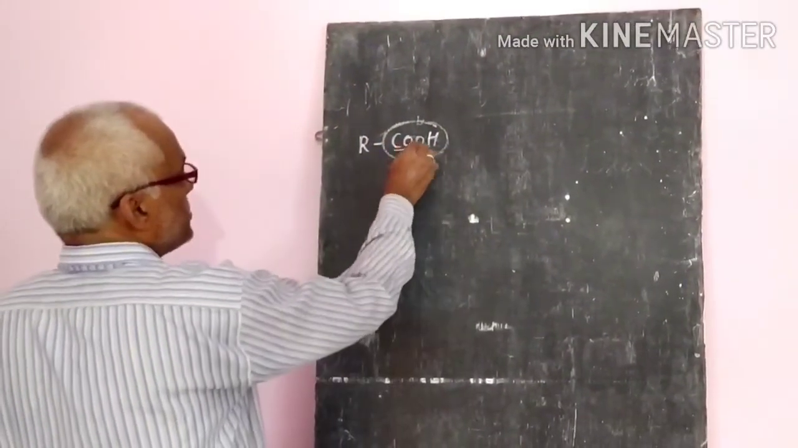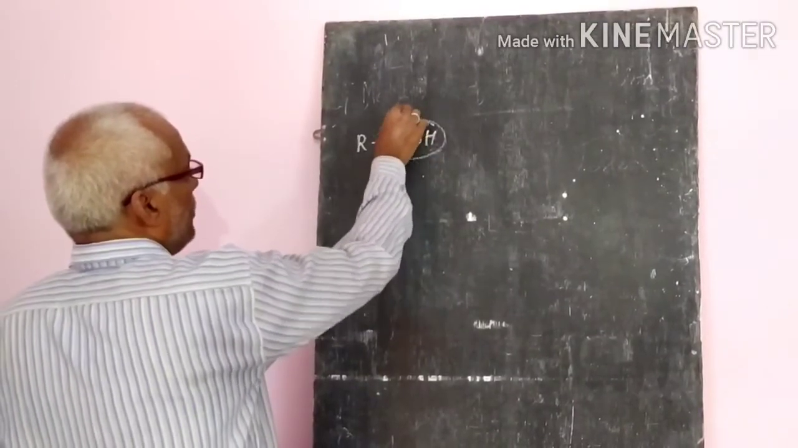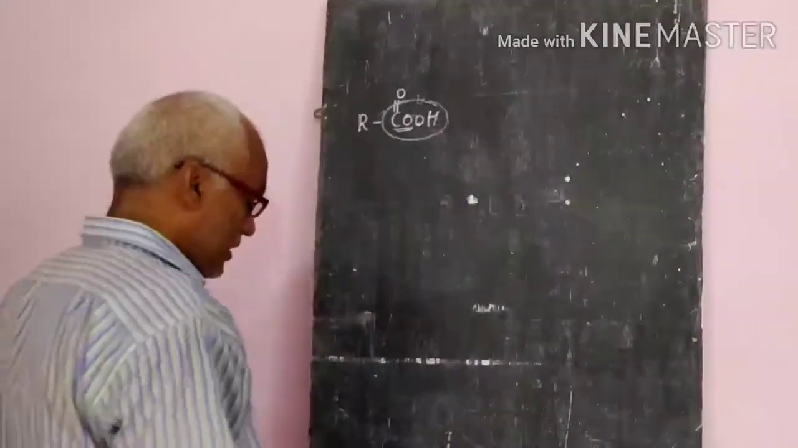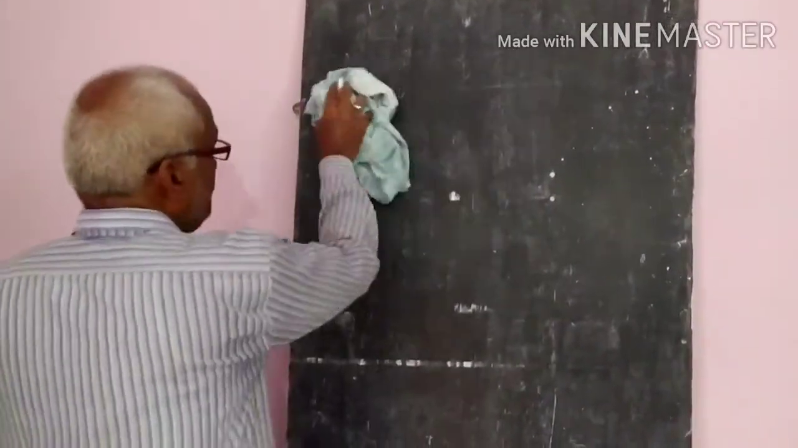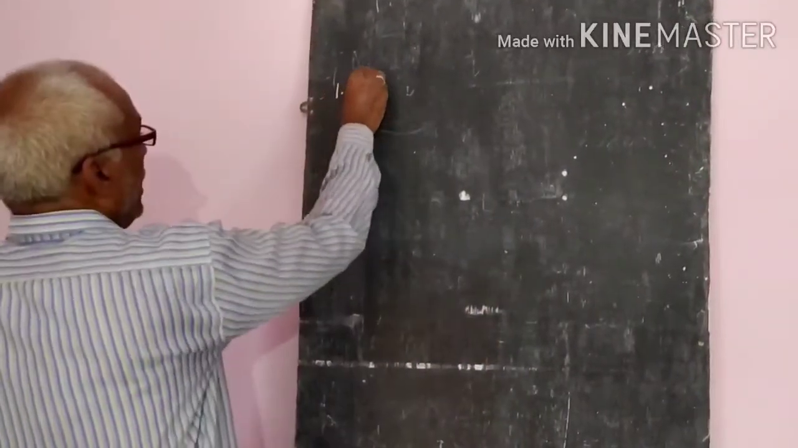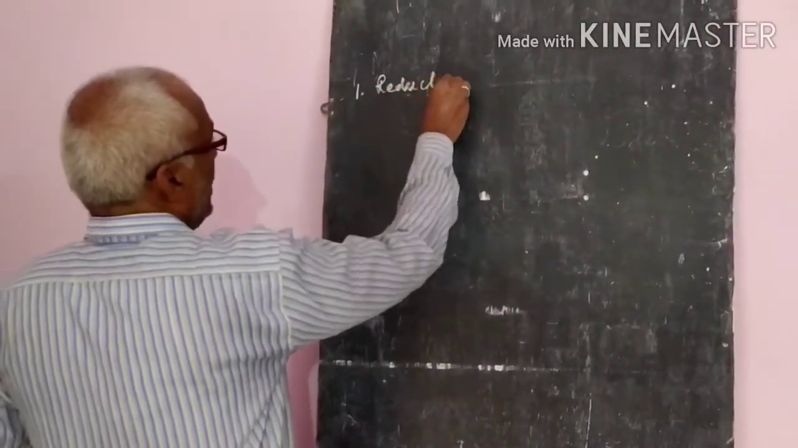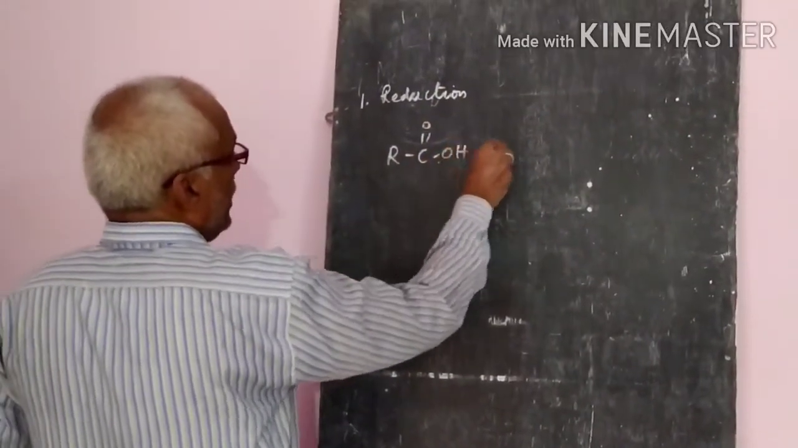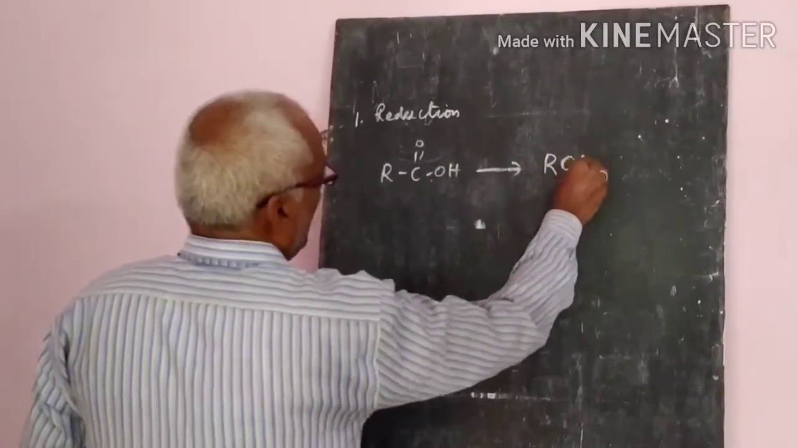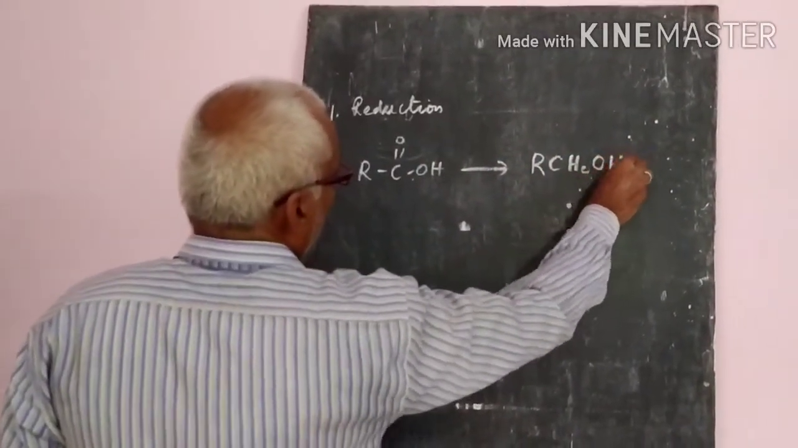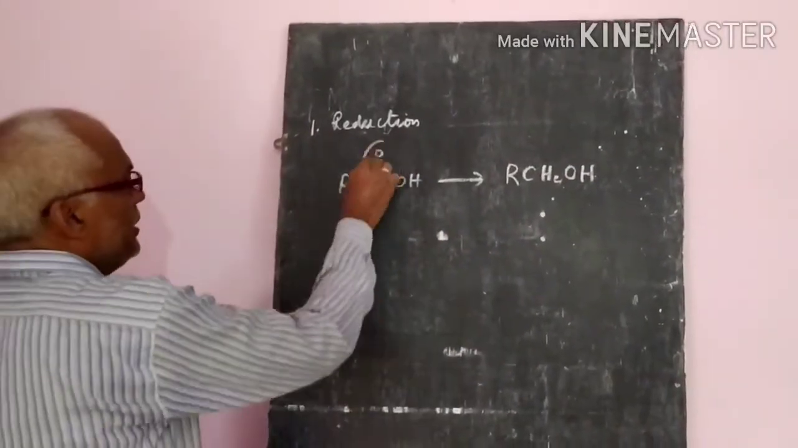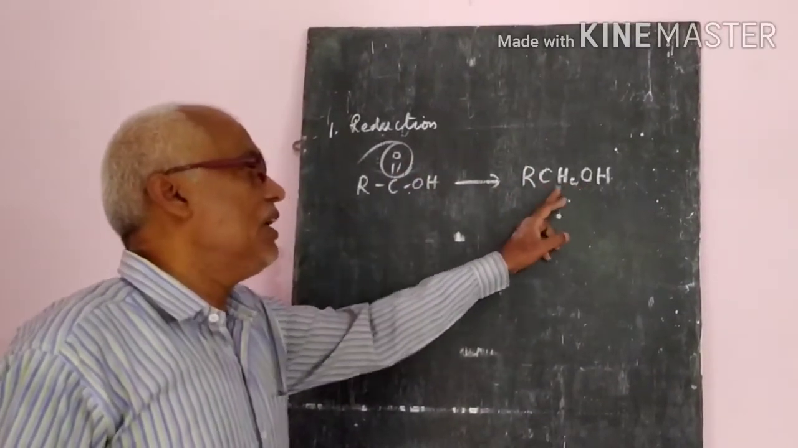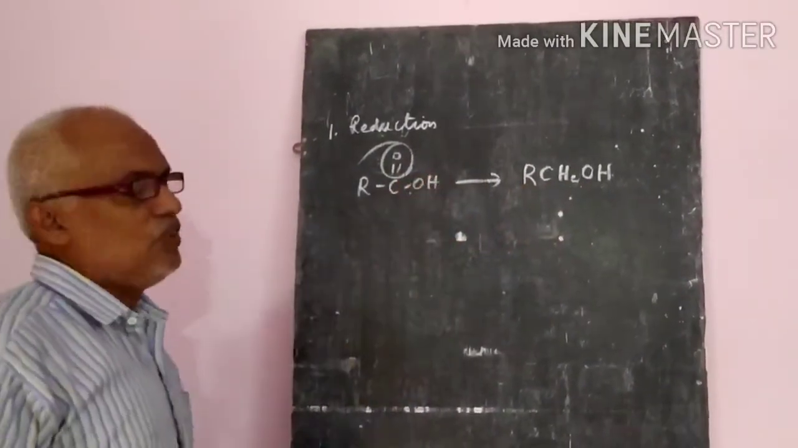That means sometimes this carbon double bond O may be reduced, or sometimes other reactions take place. Let us see. First, reduction. Already, in the presence of a strong reducing agent, these acids will first be reduced into the corresponding primary alcohols. Reduction means addition of hydrogen. The added hydrogen forms the alcohol. Corresponding primary alcohols only will be formed.